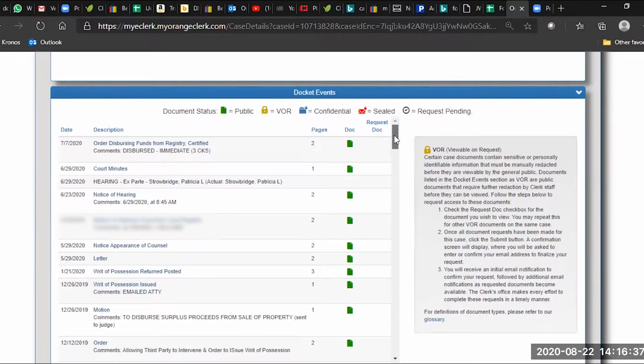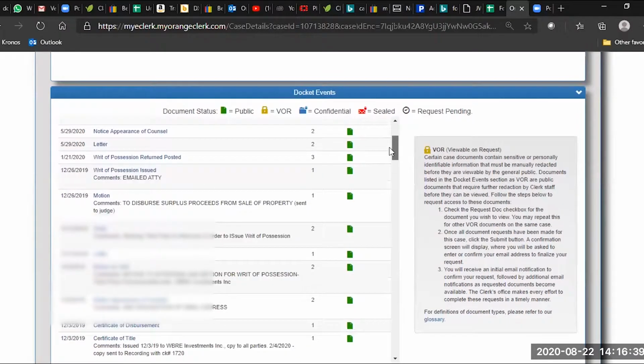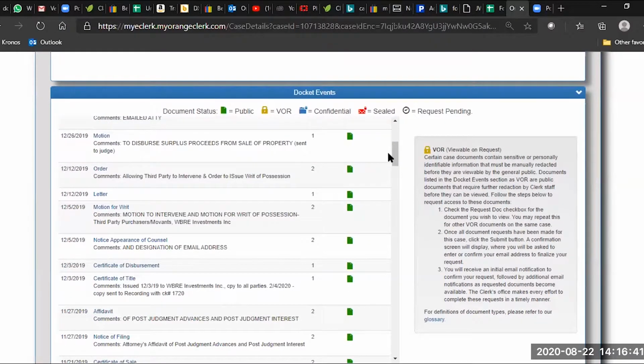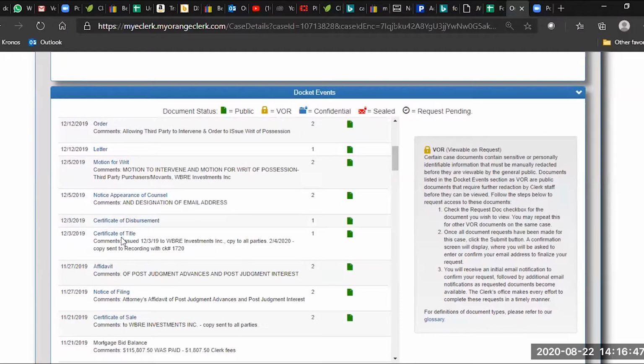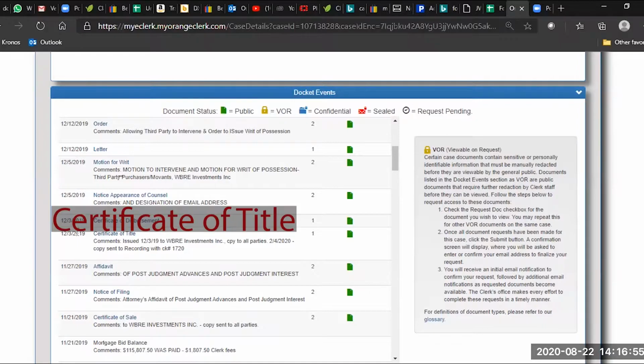The first thing I'm zooming in on is I'm going down, and I'm interested in what happened around the foreclosure sale. So the first thing you see here, and I record this in my data, is the certificate of title. Well, okay, this was a success. You can see they got their certificate of title.